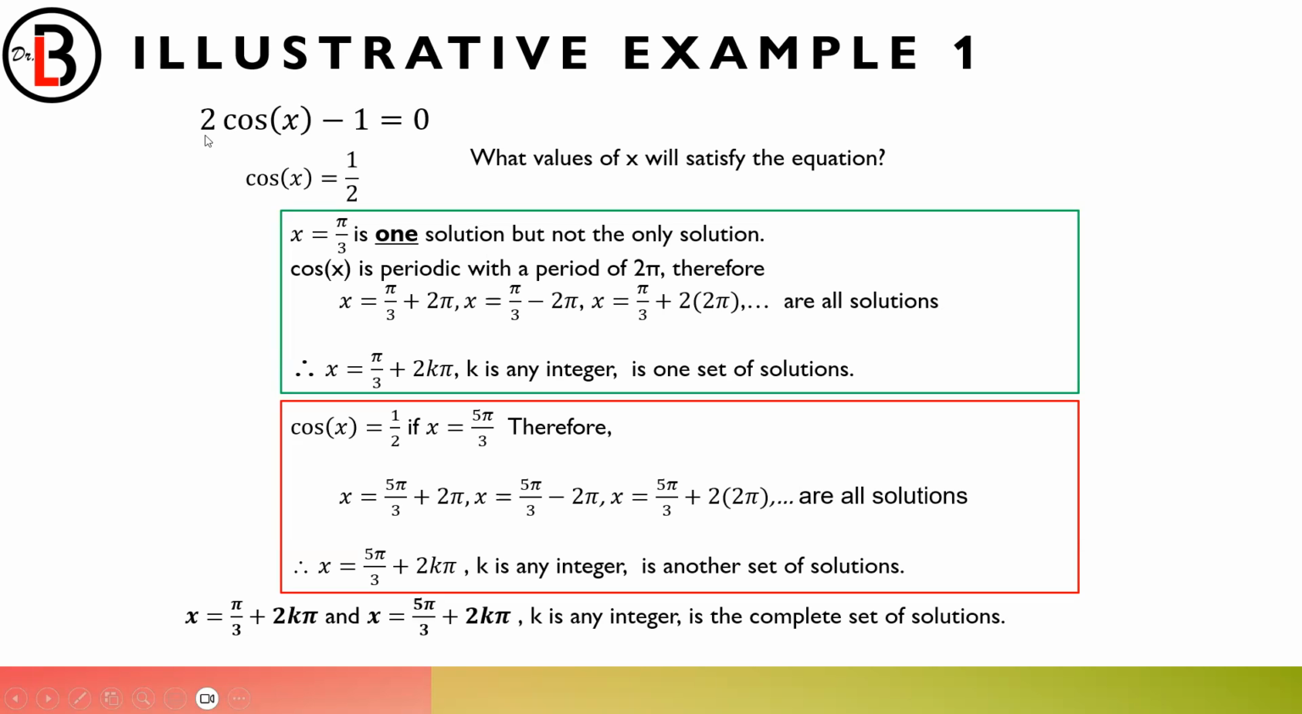For example, you're given 2 cosine of x minus 1 equals 0. So you know that this is a trigonometric equation. Now, the thing is, we have to solve for the value of x. So what we do here is transpose 1 and then divide everything by 2. You can say that cosine of x is equal to 1/2. So you know that this one can be solved by using the arc function. So you can say here, basically, x is equal to the arc function of 1/2.